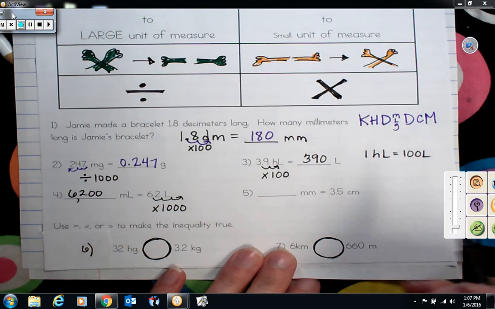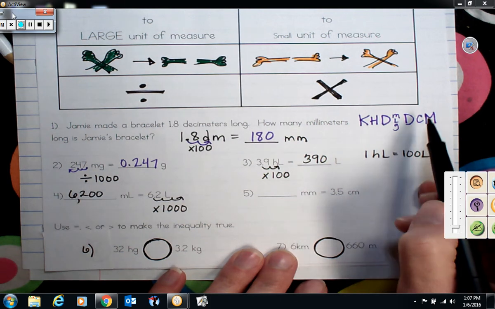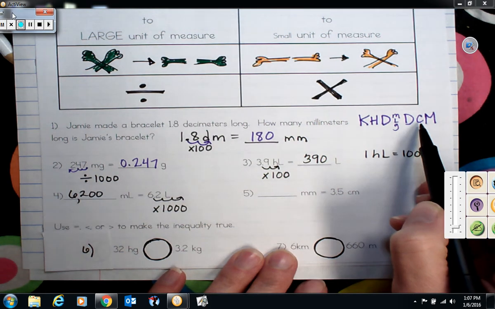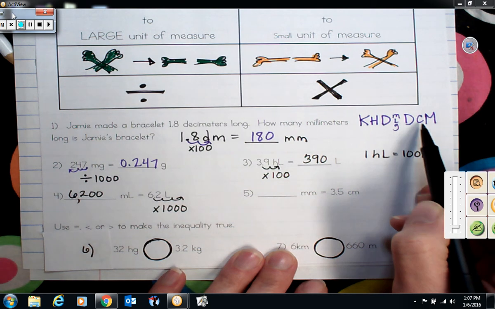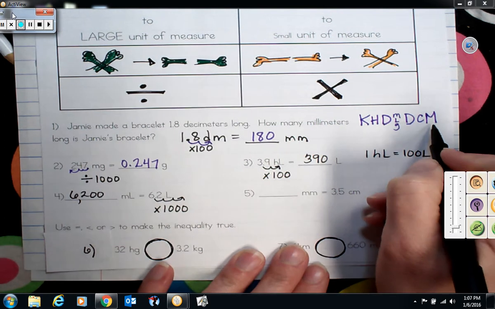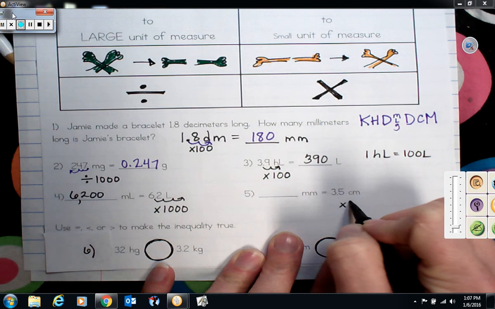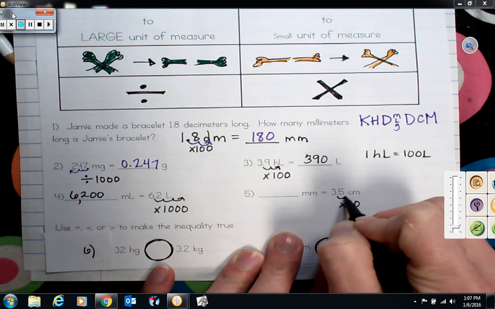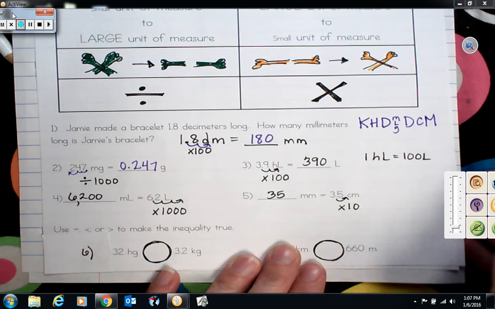Number 5, I'm going to change centimeters to millimeters. So if I look at my chart, here's centimeters, here's millimeters. Looks like it's times 10. One prefix to the right is times 10. So that means there's 10 millimeters in every centimeter. So I'm going to multiply times 10. One place to the right is 35 millimeters.